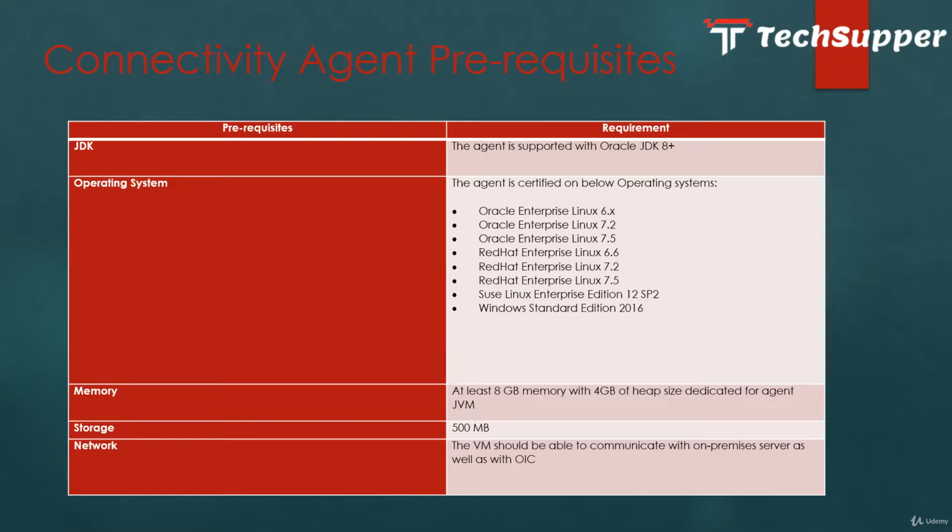So we will go ahead and first create an agent group, then we will download the agent, then we will install a connectivity agent. So let's get started, and I will move to the Oracle Integration Cloud now.